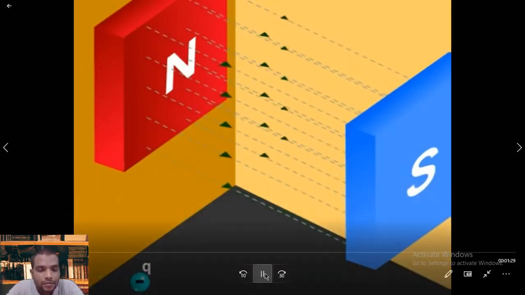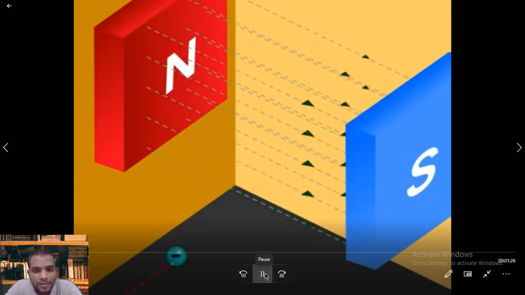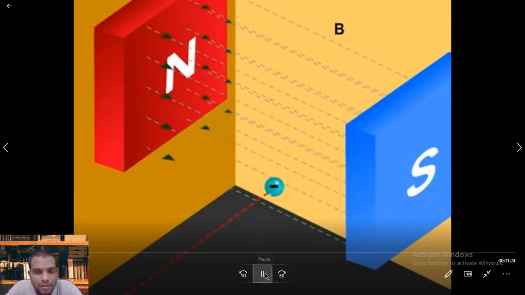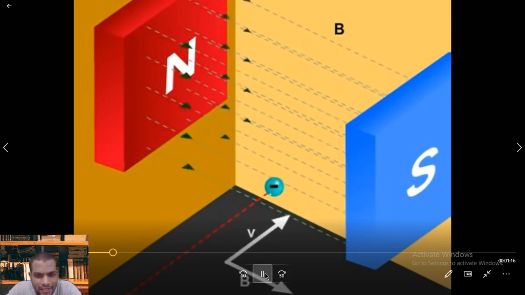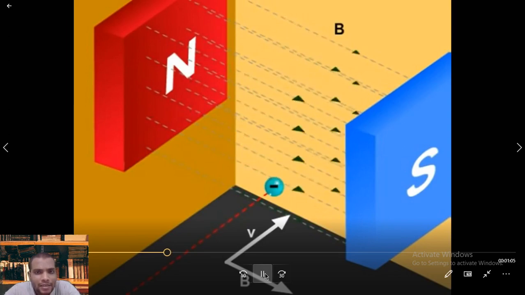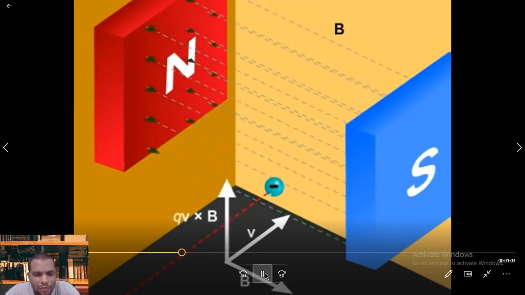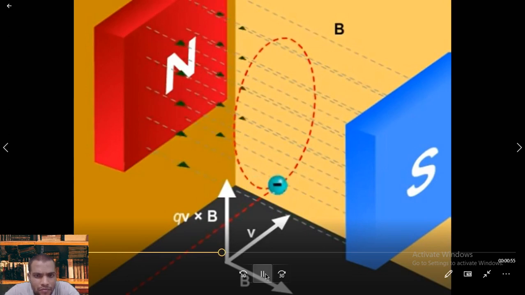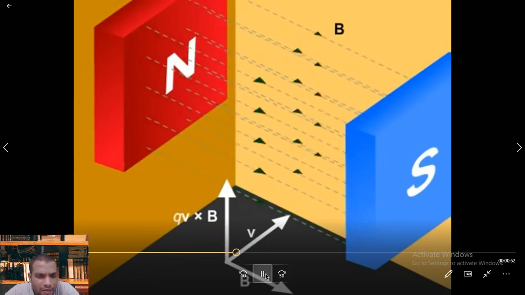Hi guys. So far we covered a very interesting concept, that is motion of a charged particle in a magnetic field. We tried to calculate the magnitude and direction of the force for positive charge and negative charge, and how the path is affected in the presence of a magnetic field for both positive and negative charge at any angle.